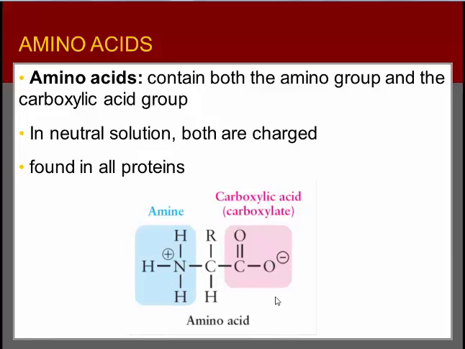Here's a carboxylic acid that has lost its H+, forming a carboxylate anion. And this is the standard form of the amino acid. We've lost the H+ on the acid part, and we've gained the H+ on the amine portion. These are found in all proteins, and we'll discuss these much more in depth later on in our chapter on amino acids and proteins.